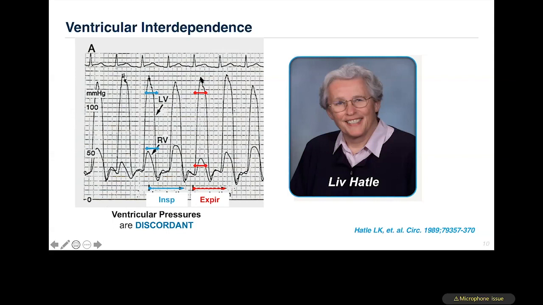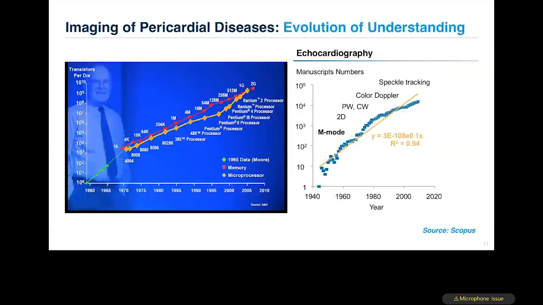So you can see here that the LV and the RV pressures are reciprocally changing during the respiratory cycle. In inspiration, the RV goes up and the LV comes down. And during expiration, the RV goes down and the LV comes up. This phenomenon was recognized as exaggerated interventricular interdependence and allowed us to understand the unique physiology and hemodynamic changes happening in patients with constrictive pericarditis.